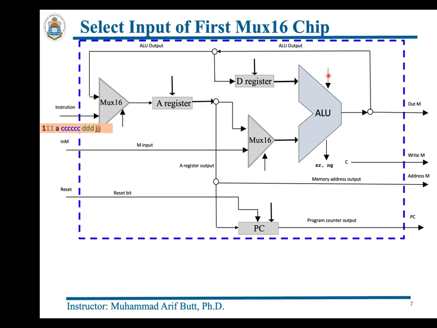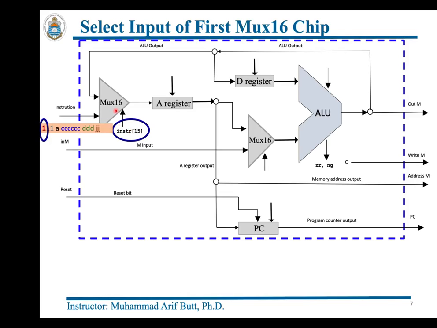Let me start from the select input of this MUX16 chip, which is responsible for selecting the input of this A register out of these two possible values. Well, dear students, you can observe the most significant bit of the instruction is used as the control input to this MUX16 chip. And we all know that for an A instruction this will be 0, so A register will get its input from the instruction part of the memory, that is the remaining 15 bits of the instruction. And for a C instruction this will be 1, so A register will get its input from the ALU output. So I think this control input to this MUX16 is clear.